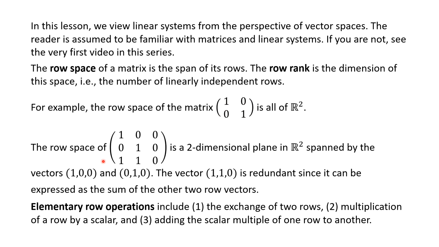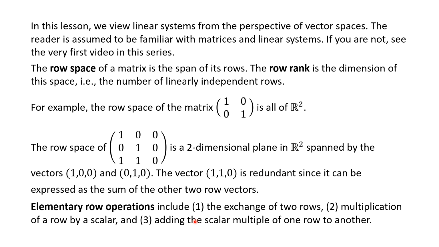Now here's a little bit different. The first 2 rows are independent, but the third row, we can write it as the sum of row 1 and row 2. So there's only 2 independent vectors here. And so the row space is a 2-dimensional plane in R2, and the row rank is 2. So I guess the next question would be, if we have a more complicated matrix, how do we figure out what's the row space and what's the row rank?